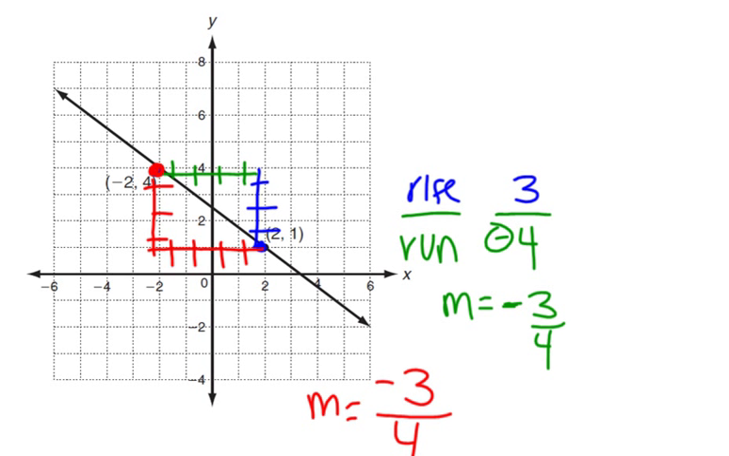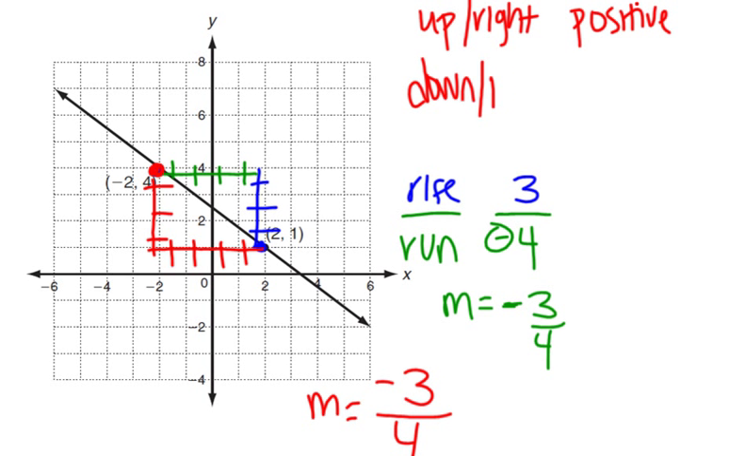So what you need to remember is that when you go up and to the right, that's going to be a positive. When you are moving down or you're moving to the left, that is negative. And this is just another way of finding slope, a different way of looking at it. All right, that's it.